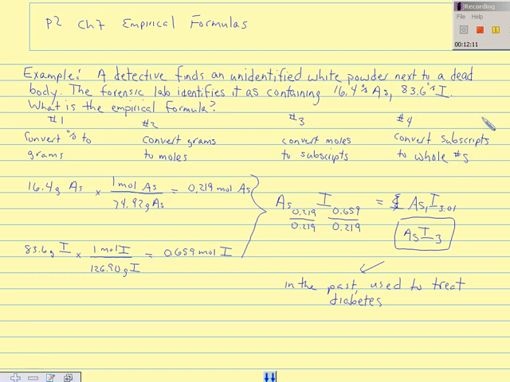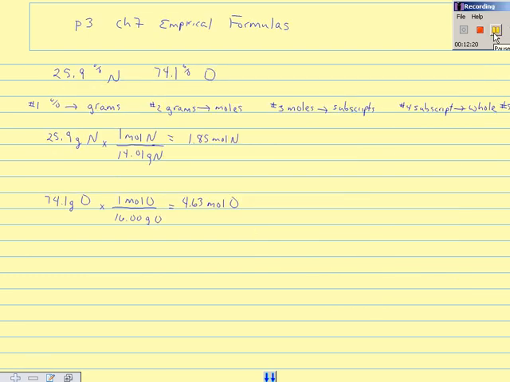Okay, we're going to do one more problem. Here's our second problem. We have a compound that contains 25.9% nitrogen and 74.1% oxygen. So let's follow our steps. We're going to convert percent to grams. So we converted 25.9% nitrogen to grams of nitrogen, and then we converted grams to moles. So we divided through by the molar mass to get 1.85 moles of nitrogen. We did the same steps with oxygen, so 74.1% oxygen became 74.1 grams. We converted to moles to get 4.63 moles of oxygen.